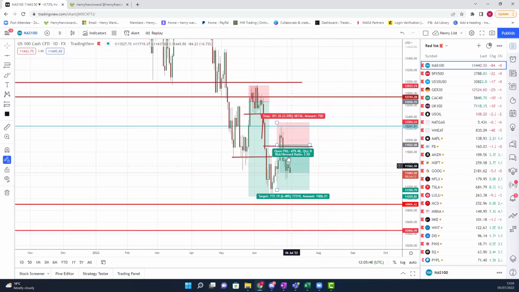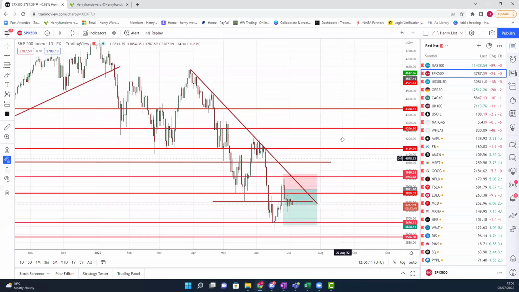So yeah, we have popped to the upside. It's one of those things now where we just have to wait and see what happens with this. But again, I don't see any reason why it should turn around.